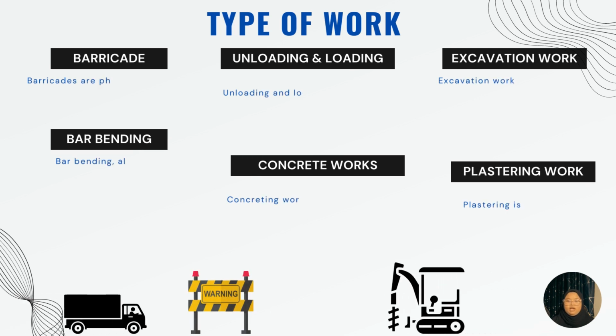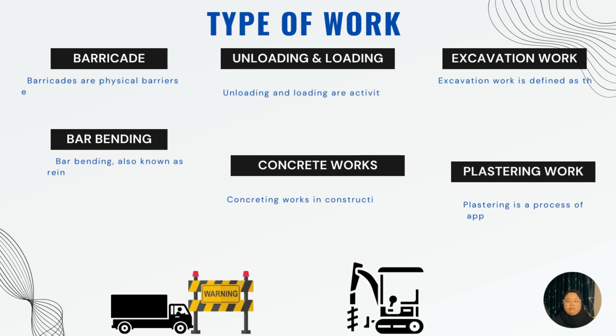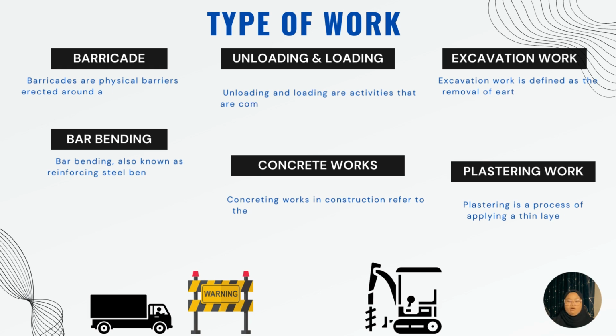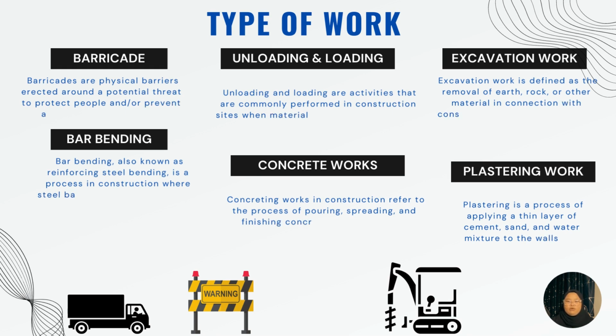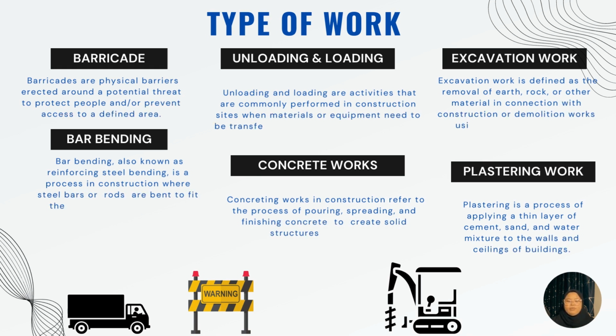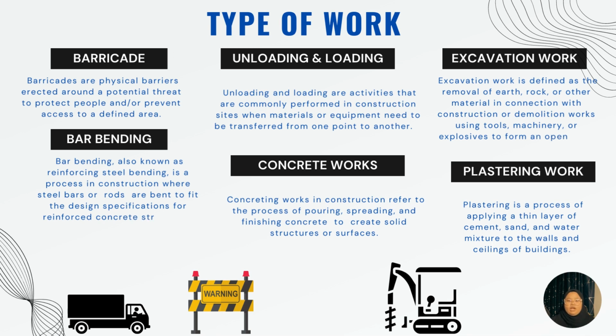Assalamualaikum and hi. I am Anis Nadira binti Muhammad Aiman Chai. We will present about types of work. First is barricade. Barricades are physical barriers erected around a potential threat to protect people or prevent access to a defined area. A barrier erected around a potential hazard to warn personnel of an impending hazard.